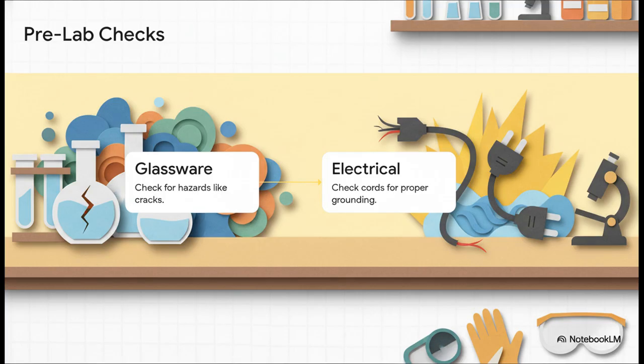Step 2, check your electrical equipment. Ensure all those cords are properly grounded before anyone plugs anything in. And remember to model proper transport for heavier equipment too. For example, explicitly demonstrate the 2-handed carry method for microscopes, one hand firmly gripping the arm and the other supporting the base. Doing these physical checks guarantees the environment is actually safe and ready for learning.